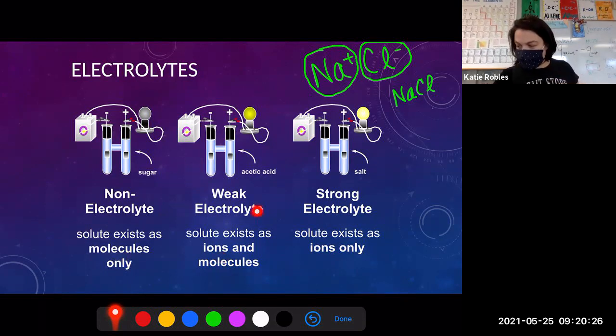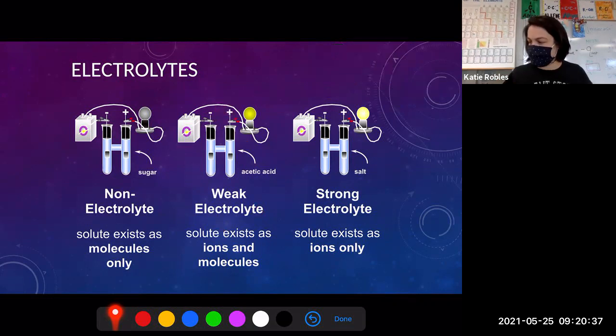Weak electrolytes will make more sense when we get into acids and bases. But acetic acid actually exists as both ions and molecules. I don't want to get into that much now because it won't make much sense.